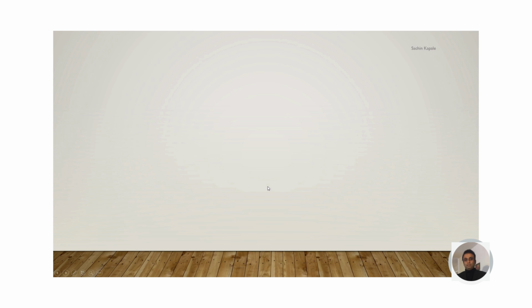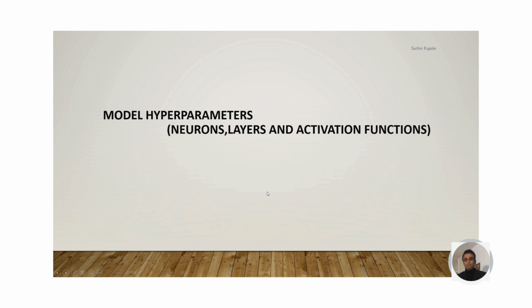There are two types of hyperparameters. One is model hyperparameters, which include the number of neurons, layers, how many layers you want to keep, and activation functions, all of which we have already visited. We define these way before we start training our model, and those are called model hyperparameters.